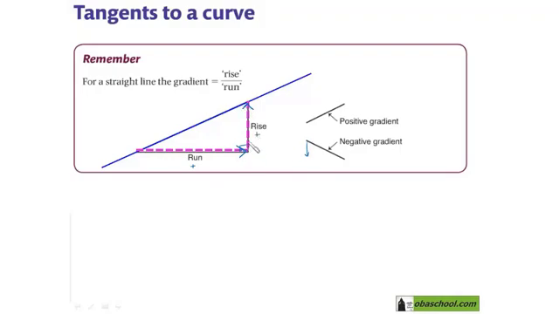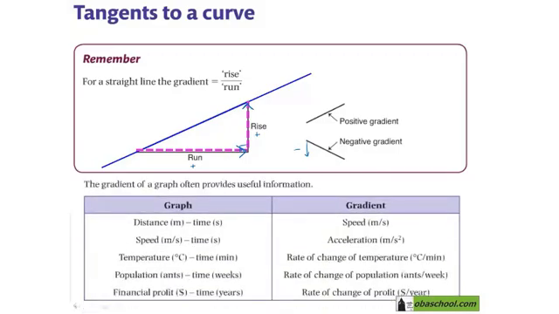And that is exactly what is depicted right here with positive and negative gradient, depending on the sign of the rise. Again, if it was positive, then it's a positive gradient. And if it was negative, then it would be a negative gradient. So that is basically everything you need to remember about the run and the rise in order to find your gradient. The gradient of a graph often provides useful information.